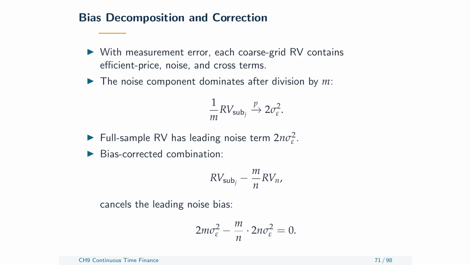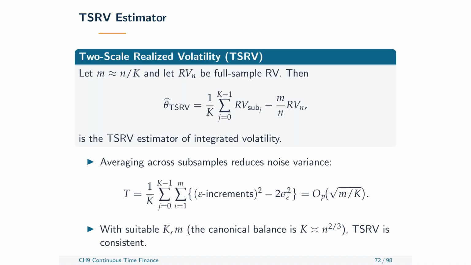bias. The leading bias in a subsample is proportional to its number of returns. The full grid realized volatility has the same type of bias at a larger scale. TSRV subtracts an appropriately scaled full grid estimate from the average coarse estimate. The two leading noise terms cancel. A finite sample adjustment corrects the coefficient on the latent quadratic variation, yielding a consistent estimator under the model's assumptions.